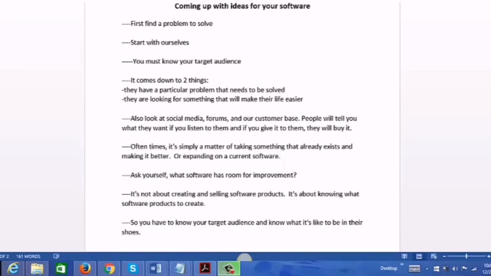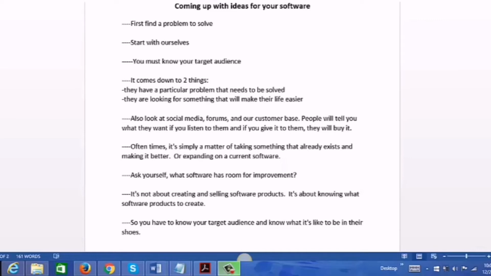So before you create a software product, you need to know what it's going to bring to the table. You need to know what problems it's going to solve, because that's what software tools do, is that they solve problems or potential problems. Okay, so first let's start with ourselves. Do you have a problem in your business or personal life that can be solved with a software tool? Because let's face it, if you have a problem, I'm pretty sure there are going to be other people out there with similar problems as you. Okay, so your problem is not unique to yourself.